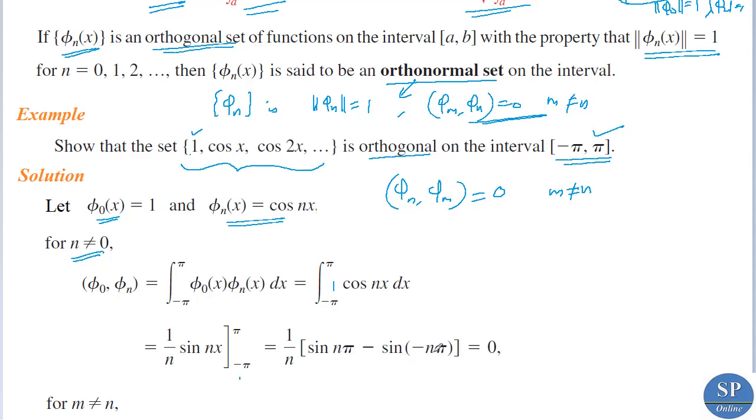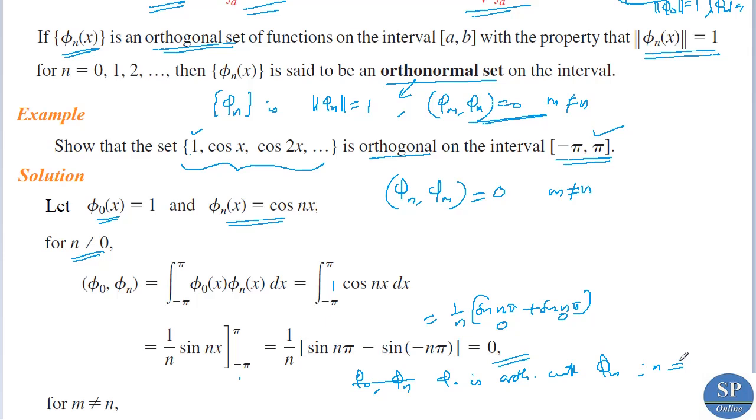Applying the limits, we get 1 by n into sin n pi minus sin minus n pi. We have sin minus n pi equal to minus sin n pi, so this is 1 by n into sin n pi plus sin n pi. We have sin n pi equal to 0 because n is equal to 1, 2, 3, etc. So this is 0 plus 0 divided by n, that is 0. That means phi naught is orthogonal with phi n for n equal to 1, 2, 3, etc.